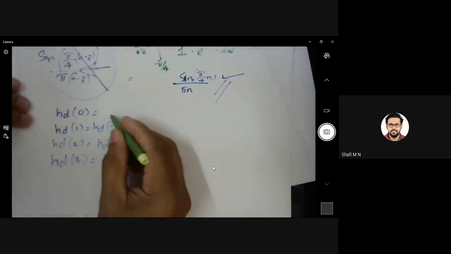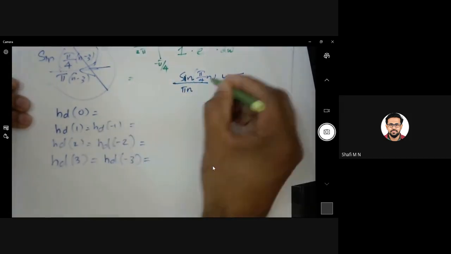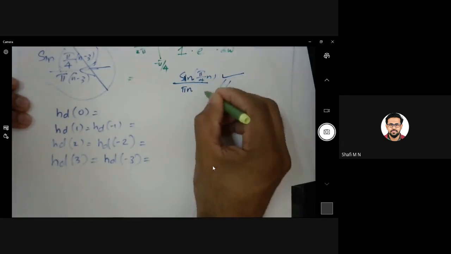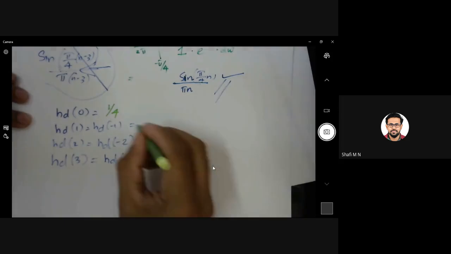hd of 0 എന്ന് പറയുമ്പോൾ എന്ത് വരും? Since this one, limit n tends to infinity, ഞാൻ ഇനി എഴുതണോ? limit n tends to infinity sin(πn/4)/(πn). ഇപ്പോൾ ഇവിടെ ഒരു 4 ആഡ് ചെയ്യുക, you will have 1/4. The answer is 1/4. You find these values also.